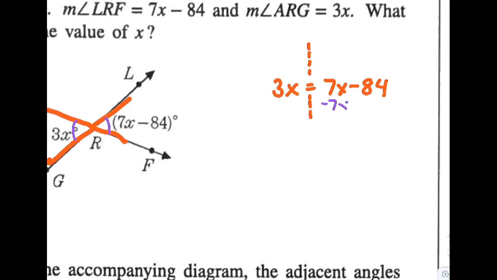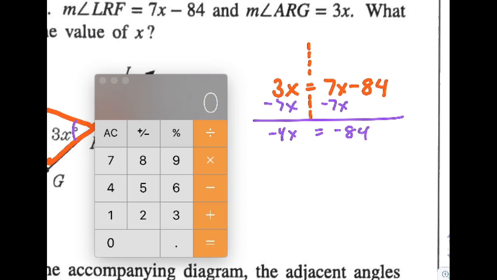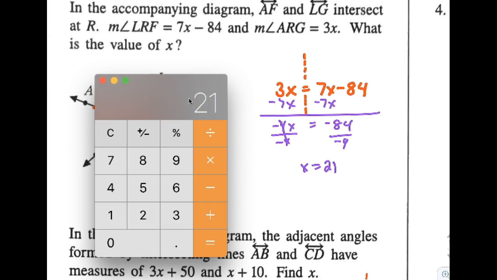So solve it algebraically, and you will have negative 4x equals negative 84. So we're essentially dividing 84 by 4, which gives us that x equals 21. Did they want us to plug it in? No, they just wanted the value of x, so we're good to go.